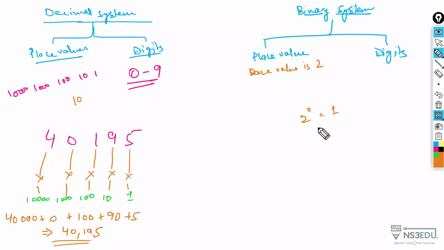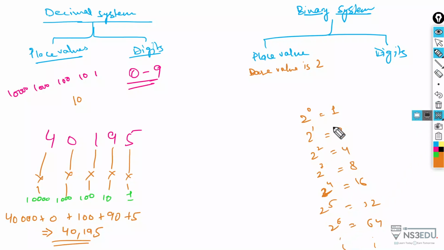Which means I'll take 2 and raise it to 0. It means 1. As I said, any number raised to the power 0 is 1. 2 raised to the power 1 is 2. 2 raised to the power 2 is 4. 2 raised to the power 3 is what? 8. 2 raised to the power 4 is 16. 5 is 32. 6 is 64, and you can go on and on. So that is how these place values are being formed.